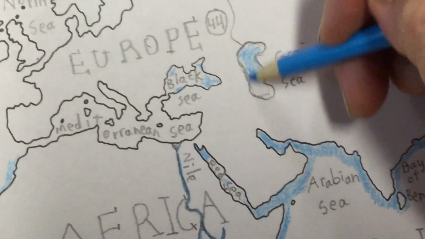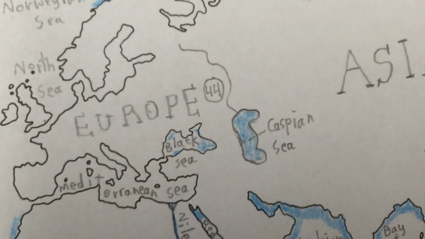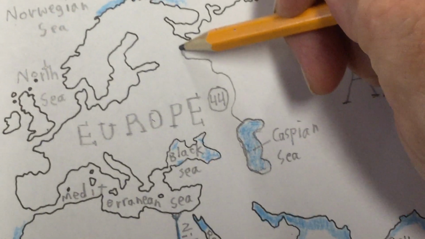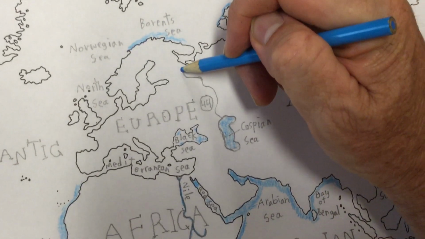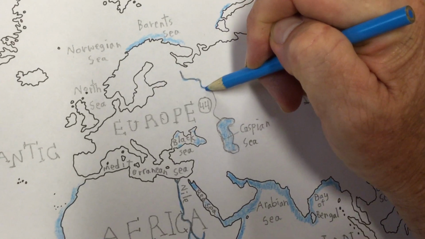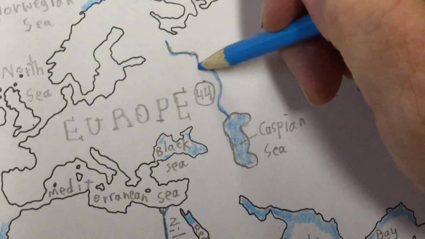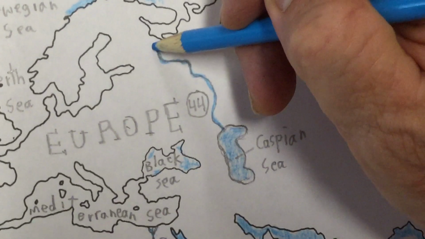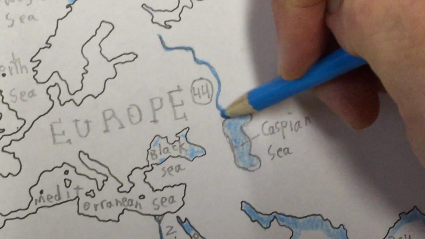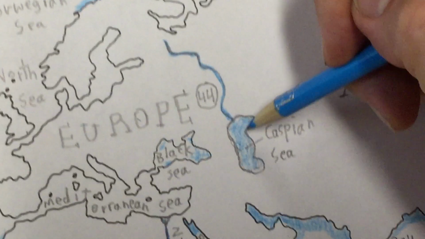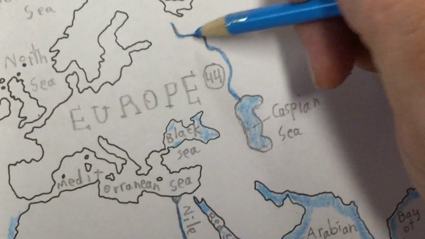Now the Volga flows into the Caspian Sea, so it starts way up north and it kind of works its way down. Let me show you with the blue. Kind of goes like this. The Volga River runs quite a bit through Russia, country of Russia. Okay. So we've added actually the Caspian Sea, the Black Sea, and the Volga.